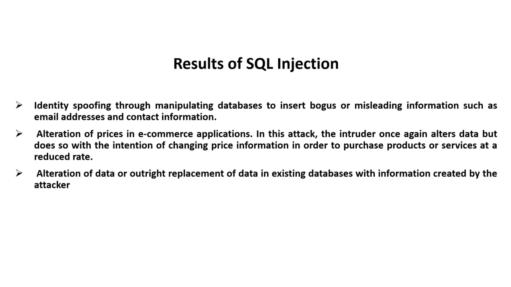Identity spoofing through manipulating the database to insert bogus or misleading information such as email addresses and contact information. The alteration of prices in e-commerce applications: in this attack, the intruder once again alters data, but does so with the intention of changing price information in order to purchase products or services at a reduced rate. Alteration of data or outright replacement of data in an existing database with information created by the attacker. And the escalation of privilege to increase the level of access an attacker has to the system, up to and including full administrative access to the operating system.